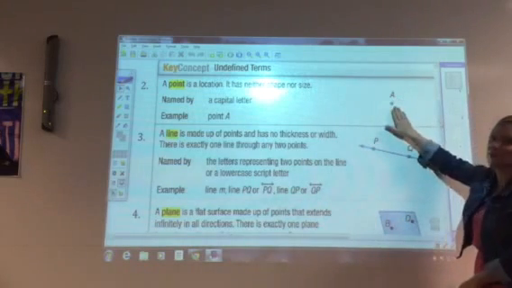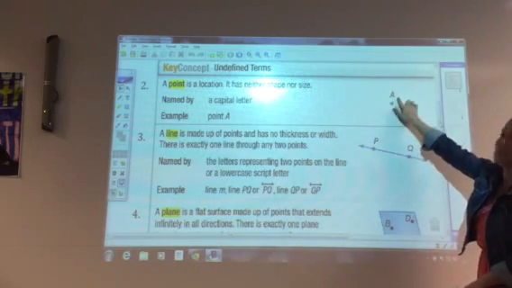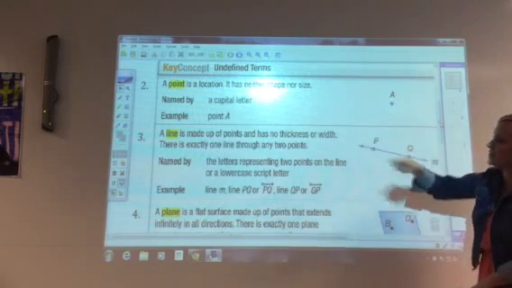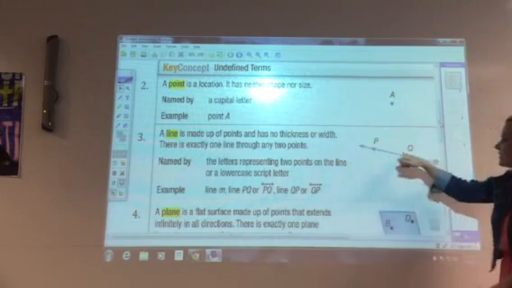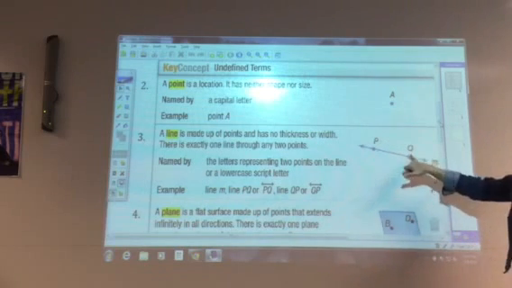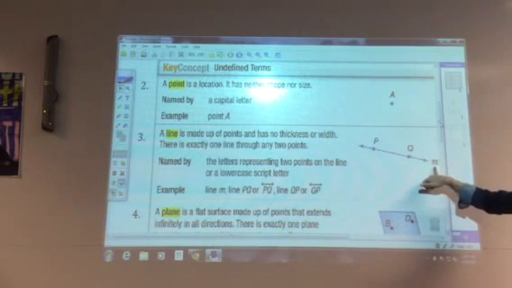Okay, and this is what a point looks like. It is a dot. It is represented by a capital letter. The next one is a line. Notice it goes on forever in both directions. It's got 2 points on it. And to name that line, we also have a lowercase cursive letter by there.